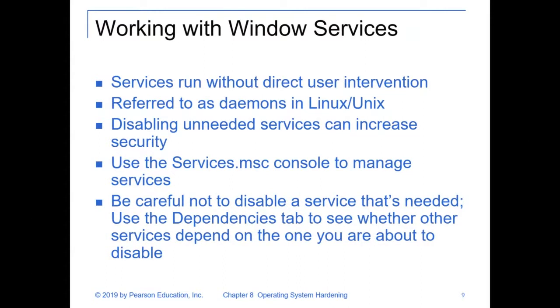All right, so when we look at Windows services, these are services that run without direct user intervention. By disabling these unneeded services, you can increase your security. You would use the services.msc console. That's where you will manage your services. Just be careful and make sure you don't disable a service that is needed.